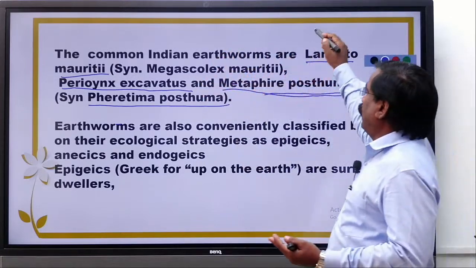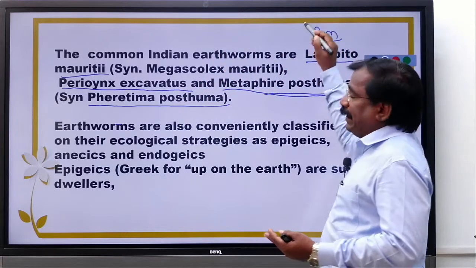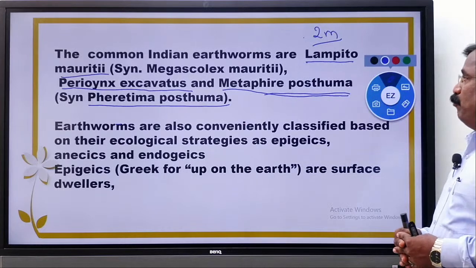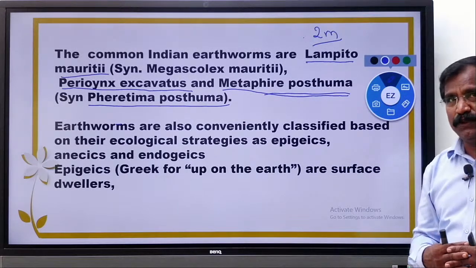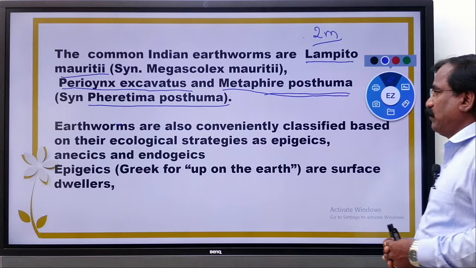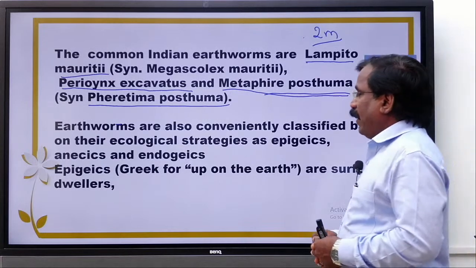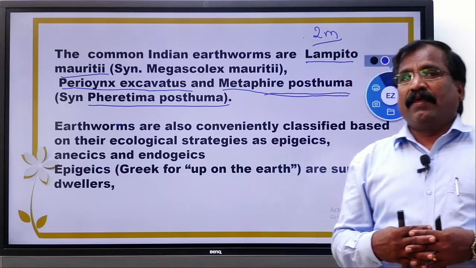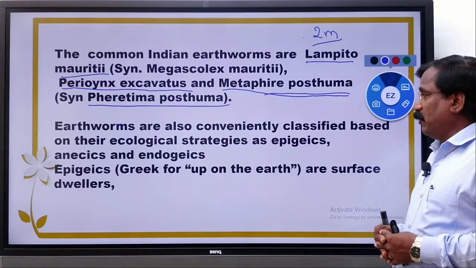This can be a 2 marks question. All take down: name the common Indian species. Okay, that's all. The next is the classification of the earthworm.